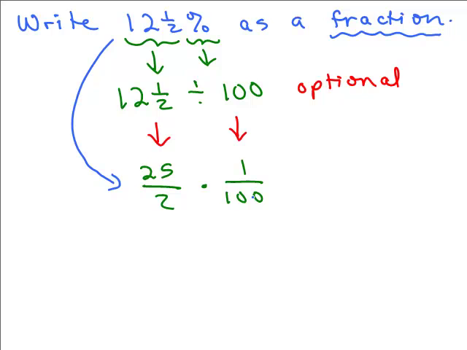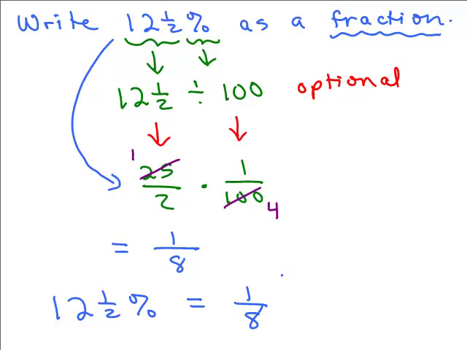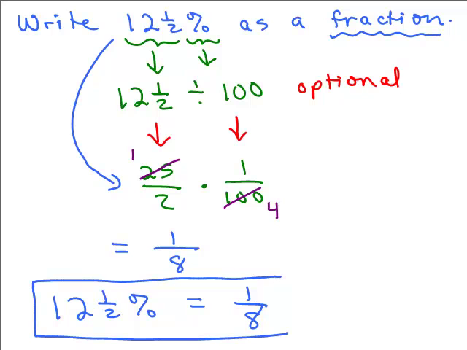Okay, and now we can reduce it. So what goes into both 25 and 100? 25 does. So divide the top by 25, divide the bottom by 25, and don't forget the numerator, you have 1 times 1, so this is going to be 1 over 2 times 4 is 8. So 12.5% is the same thing as the fraction 1/8.